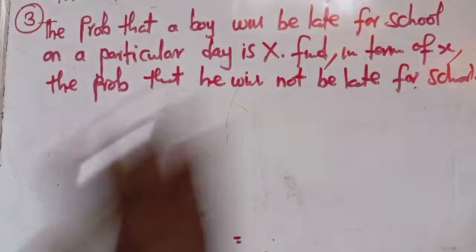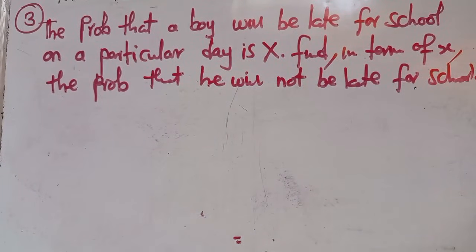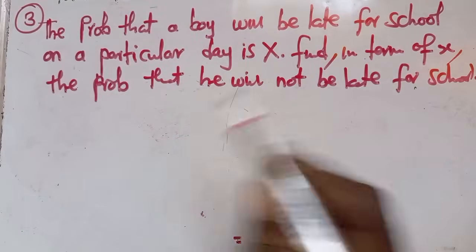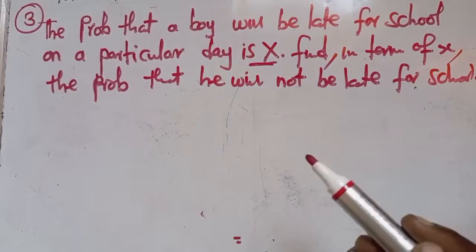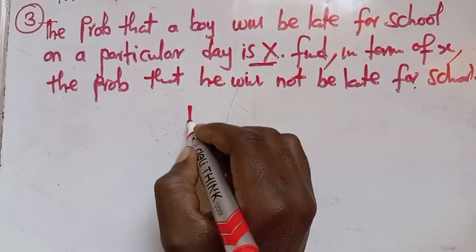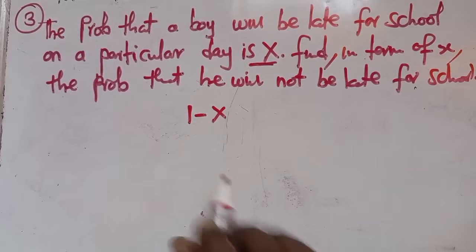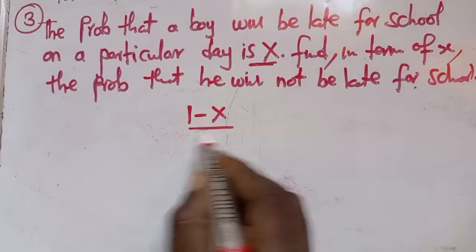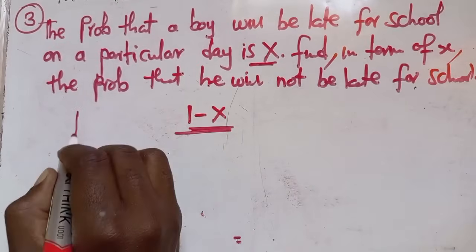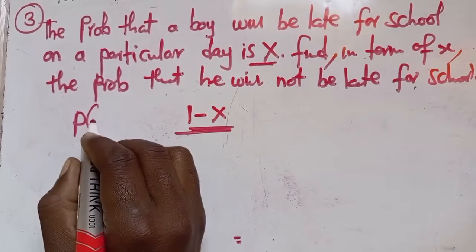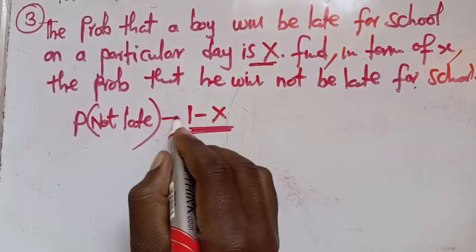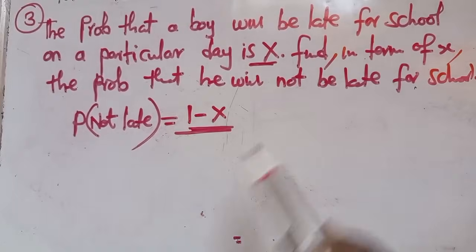A question like this, they're just playing around with your mind. They're saying the probability of a boy being late for school on that particular day is X. So what is the probability that this boy won't be late for school? I've already told you. You just say 1 minus X. Do we know the X? We don't know. So this is the answer. The probability of not being late for school is 1 minus X.